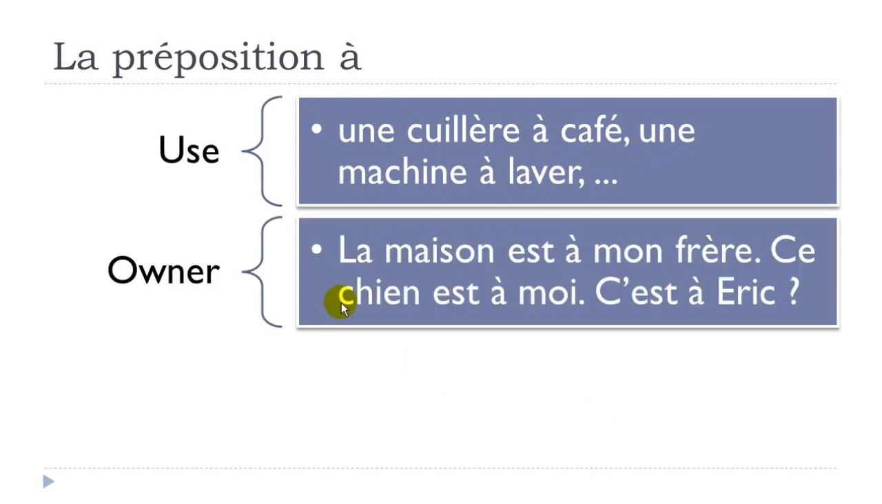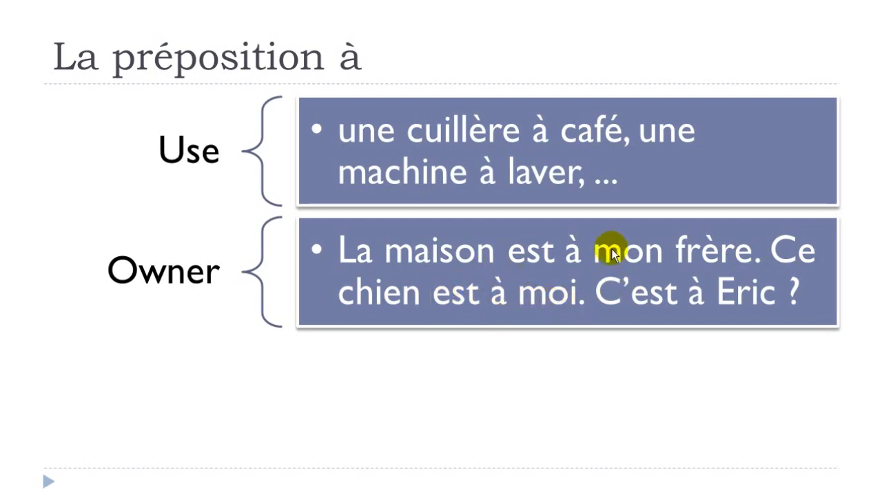Another option will be the owner. If you want to say la maison, the house, est à mon frère, it belongs to my brother. So in that case, we use this être, to be, and then à here, mon frère, my brother. Or then you could say ce chien, this dog, is mine. So est à moi.